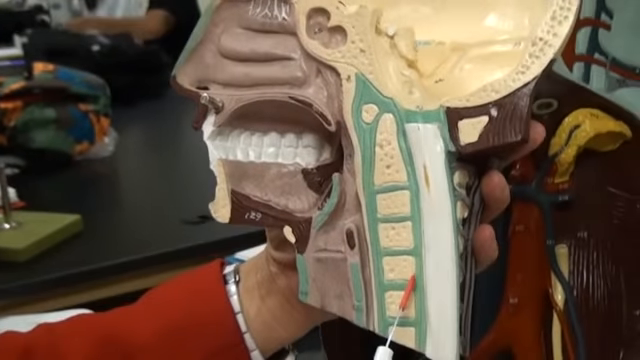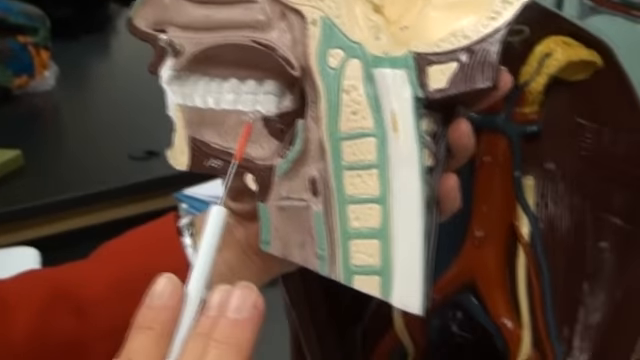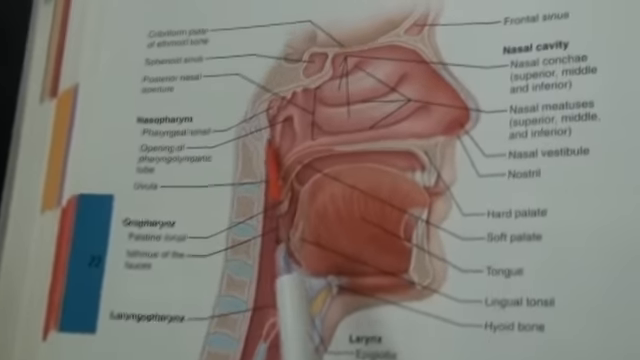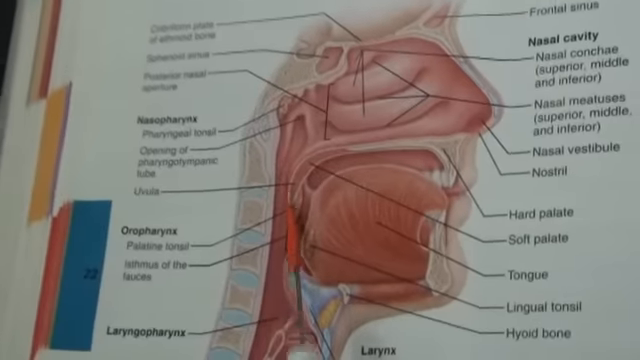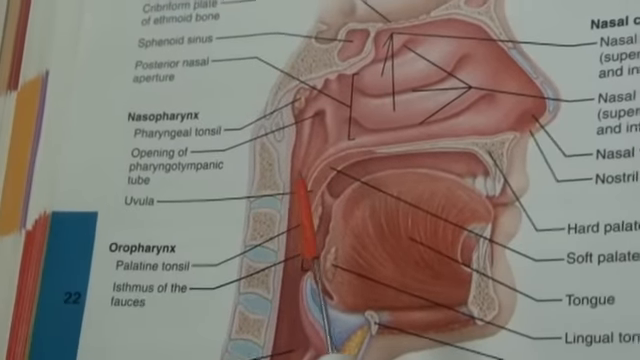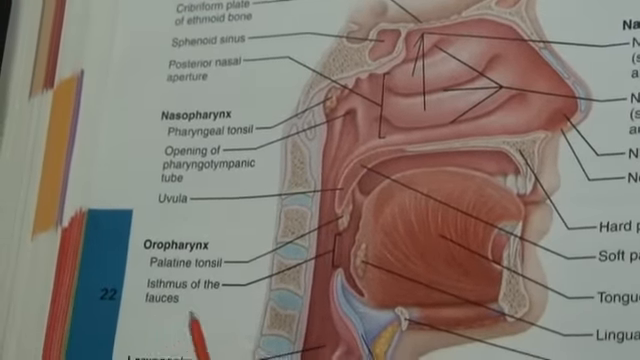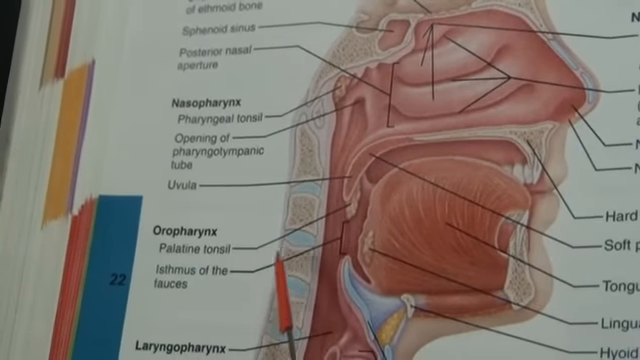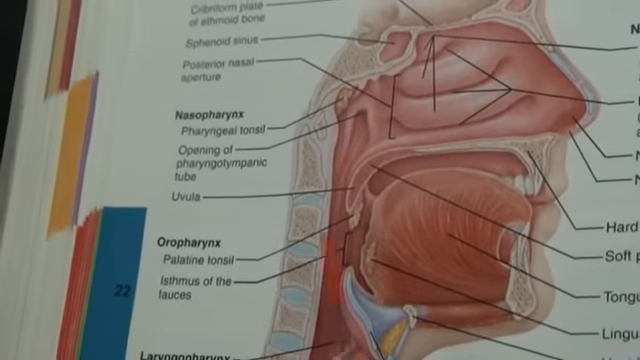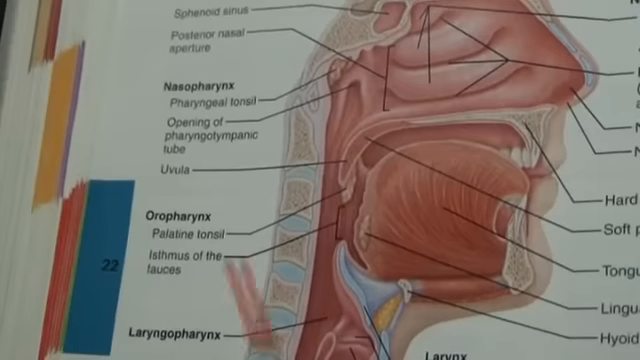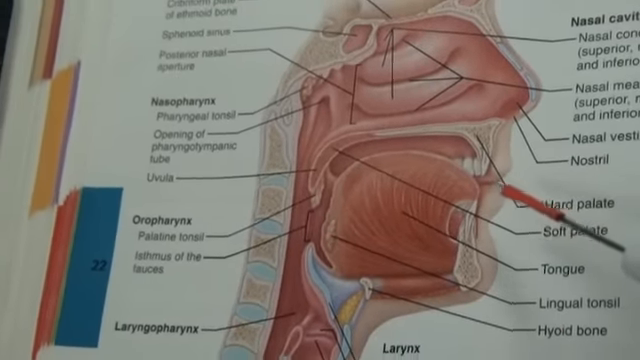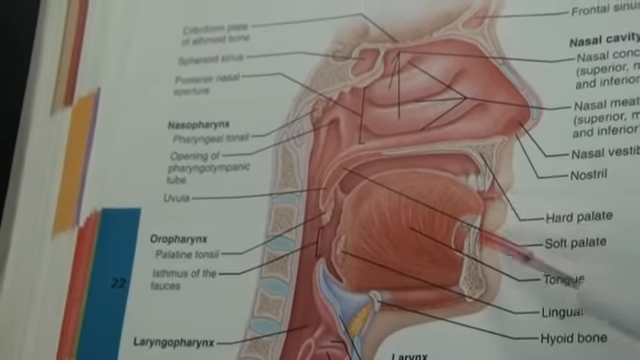So this is your model, but I would send you over to page 808 in your book. But you can see it a lot clearer. The nasopharynx, the space behind the nasal cavity. The oropharynx, which is the space behind the oral cavity. And then, of course, the oral vestibule between your lips and your teeth. That's page 808 in your book. The respiratory system, page 27.